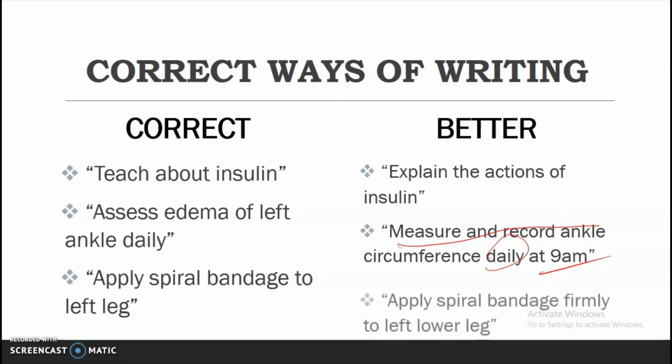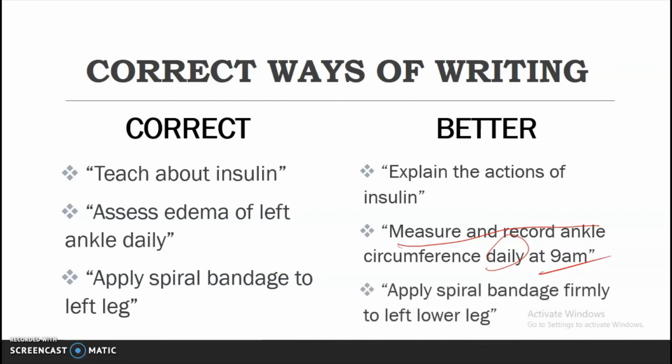And apply a spiral bandage to the left leg, or apply bandage firmly. We need a modifier. Okay, firmly to left lower leg. Not just left leg, okay? So, left lower leg. So, we have a modifier. So, firmly, that's the modifier, and we have your criterion. Criterion and your modifier. Okay? So, that's how you're going to write your nursing interventions.